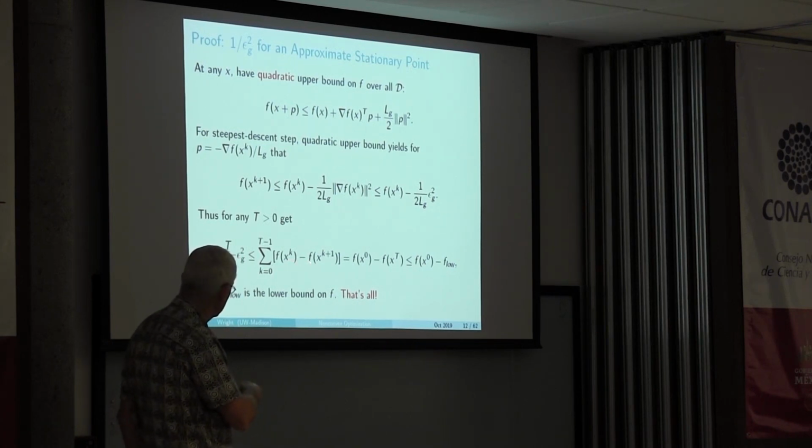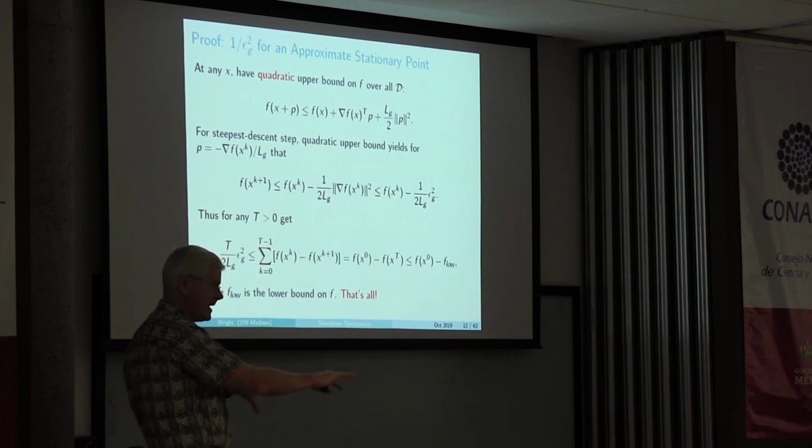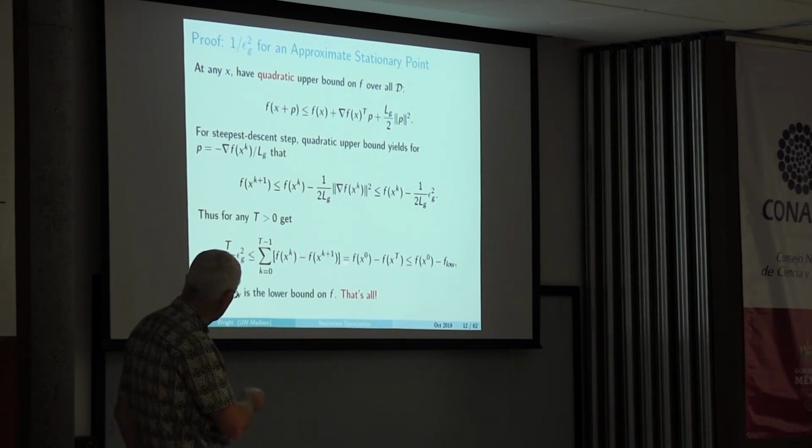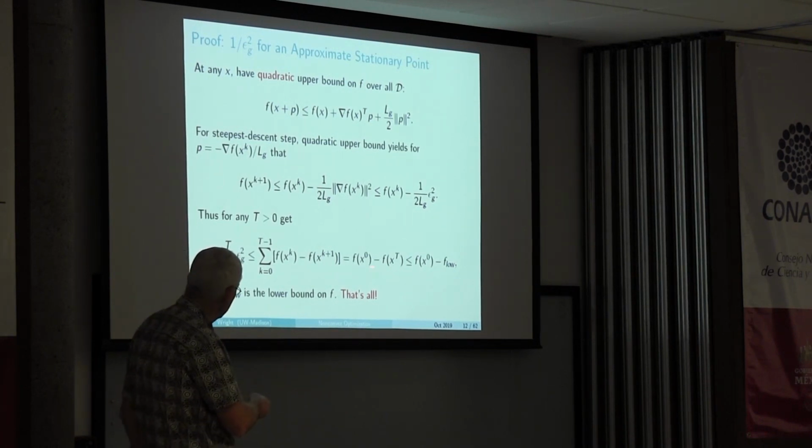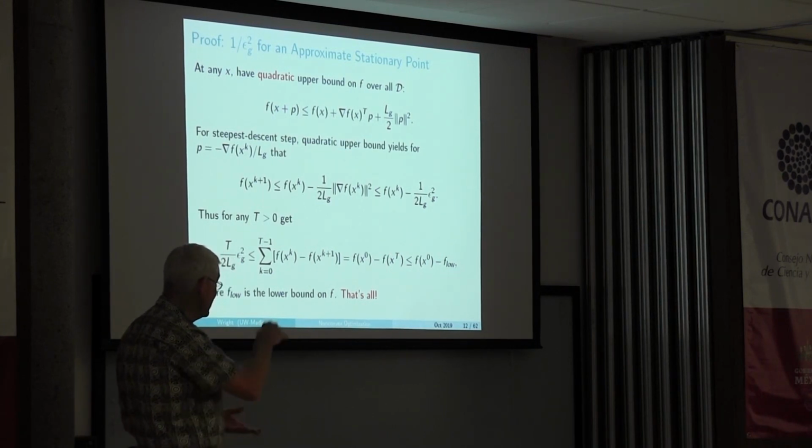If I just look at these terms, each term partially cancels the next term in the sequence. And the only things that are left are the f of x0, which is in the very first term, and the f of xt, which is in the very last term. All of the other f of xk's cancel each other out, okay? So you get this upper bound, and of course, if I assume that f is bounded below, then f of xt is bigger than f low, the lower bound on f.